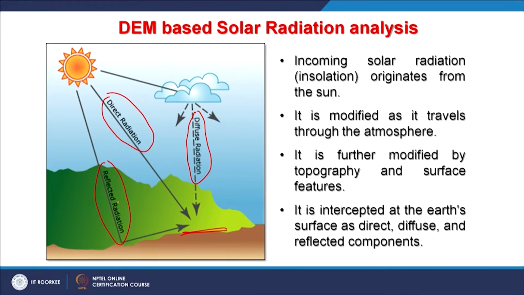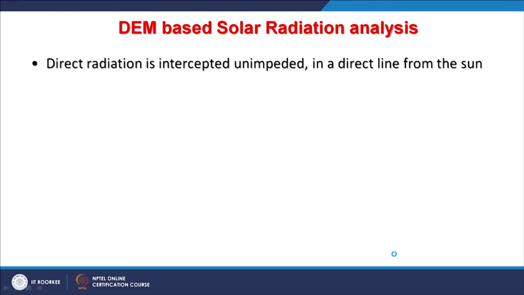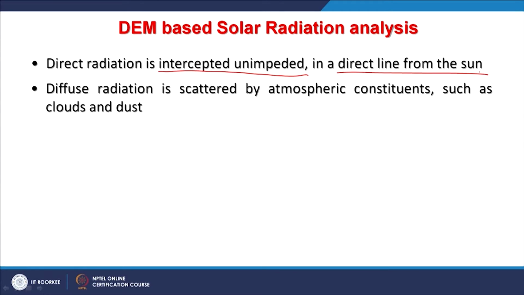So, the solar radiation that is coming is intercepted at various places before it reaches the earth. Sometimes you get the direct, but rarely, only in very special circumstances. Still, generally you get the diffuse one, and then of course in the hilly parts you get a lot of solar energy through the reflected components. Now, this direct radiation, as we have just mentioned, is unimpeded. Unimpeded means the direct line from the sun.